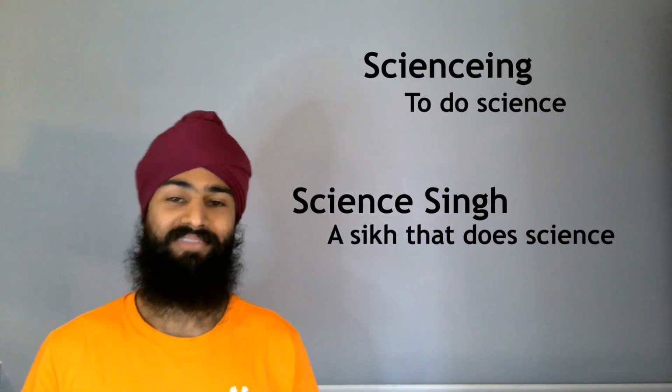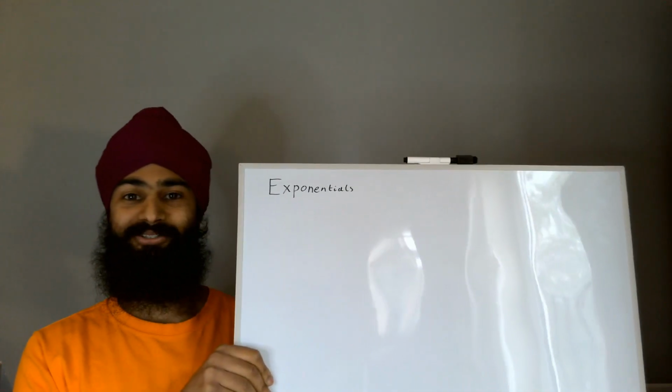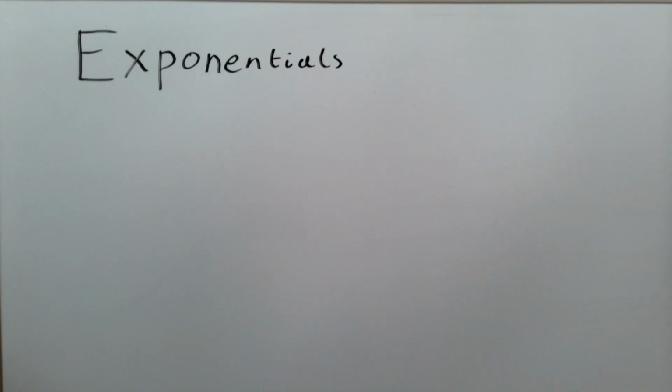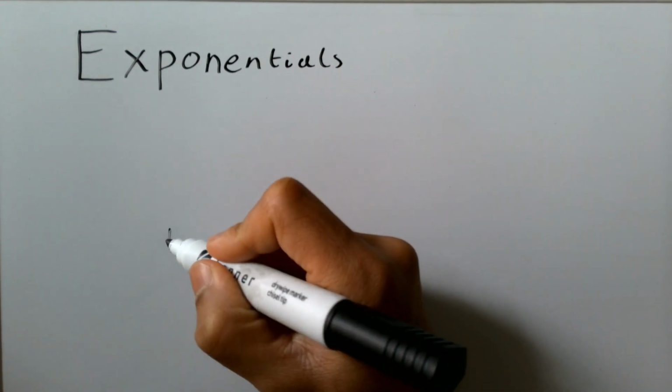I'm a Sciencing. Today we're going to be talking about vacuum. But first we need to understand the numbers a little bit better. So we'll talk about exponentials. We use exponentials or powers to represent very small and very large numbers easily. Today we're going to start with the base of 10.